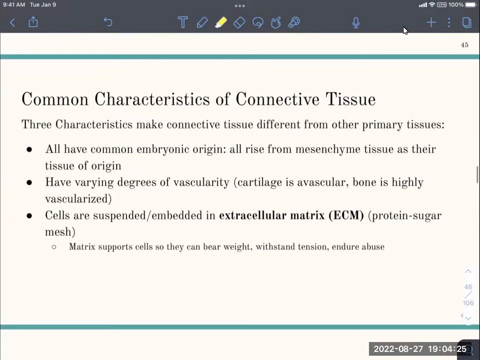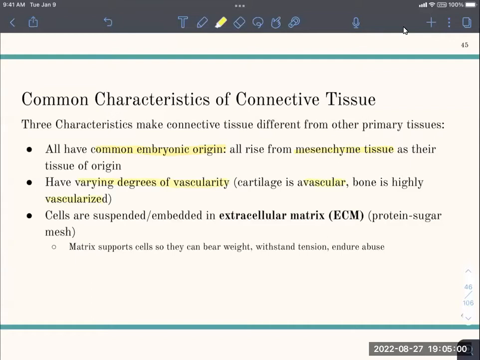So let's look at the common characteristics of all connective tissue. They all have a common embryonic origin. They all come from mesenchyme tissue. They all have varying degrees of vascularity. Cartilage is avascular, while bone, on the other hand, is highly vascularized. They have lots of blood vessels going to it, while cartilage has none. The cells are suspended and embedded in an extracellular matrix.